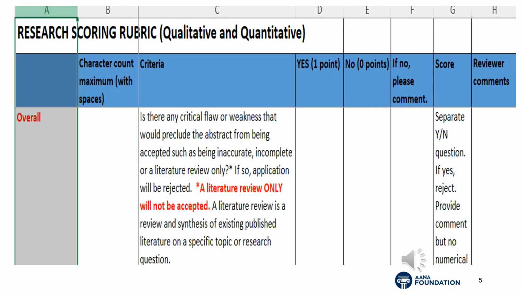This is the scoring rubric for research abstracts, both qualitative and quantitative. The rubric begins with an overall section, and in this section we're looking to see whether or not there is any critical flaw or weakness that would preclude the abstract from being accepted. Some examples would be that the abstract was inaccurate, was incomplete, or was only a literature review. Please note that a literature review only will not be accepted. And we have a definition provided here for a literature review, and it's also defined in the guidelines.